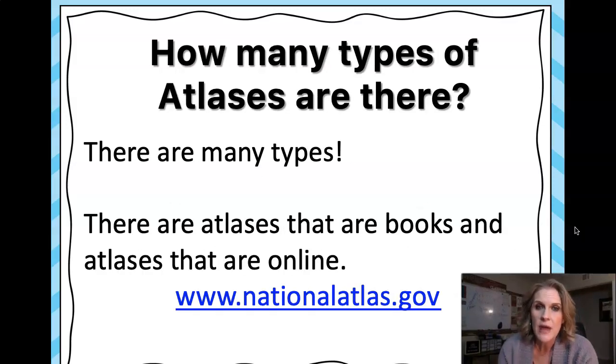How many types of atlases are there? Once again, there are many different types. There are atlases that are books and atlases that are online. www.nationalatlas.gov is the link I suggest for this week's activities.